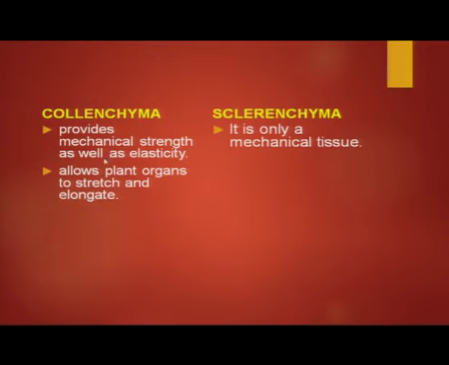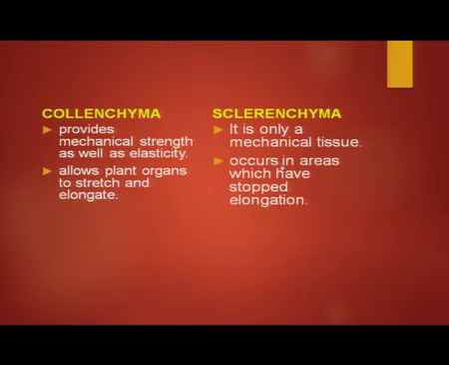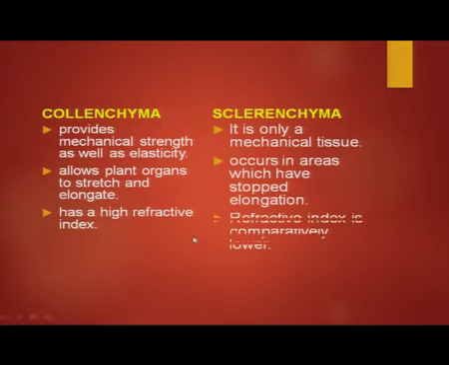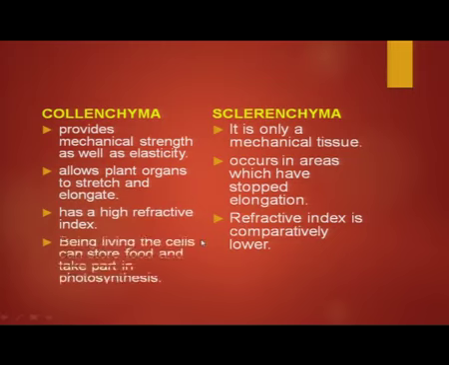However, collenchyma has the ability to provide elasticity to the growing organs of the plants. So, that is why, as I just said, collenchyma allows plant organs to stretch and elongate. However, sclerenchyma occurs in areas which have stopped elongation, because it does not allow any plant organ to elongate. Then collenchymatous cells have a high refractive index, so they can be visualized under the microscope very easily, but the refractive index of sclerenchyma is comparatively lower.